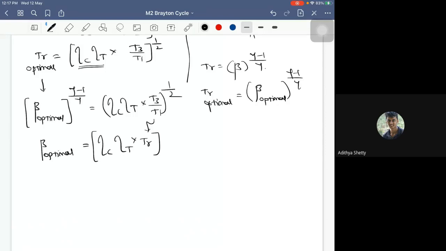Can I write it as TR? So when gamma minus 1 by gamma goes to the other side, what happens? Gamma by gamma minus 1. So it is gamma divided by 2 times of gamma minus 1, because 2 was already there. Now just put it in a box and close your derivation.